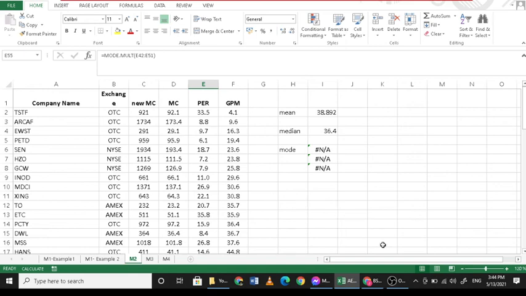Okay, so that's for your measures of central tendency: the mean, the median, and the mode.